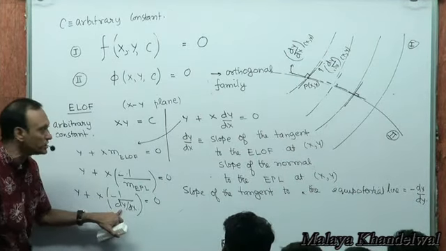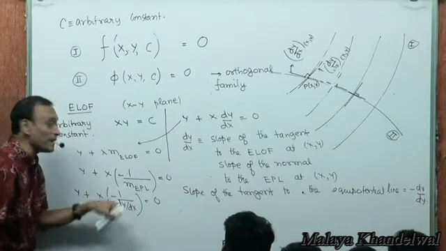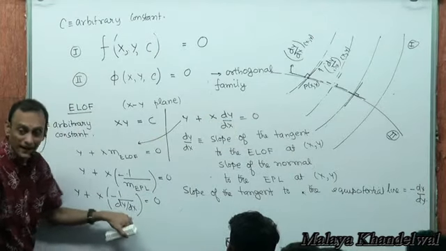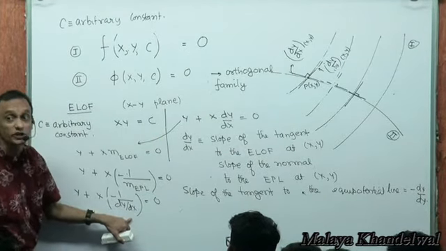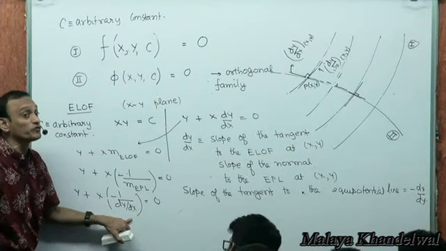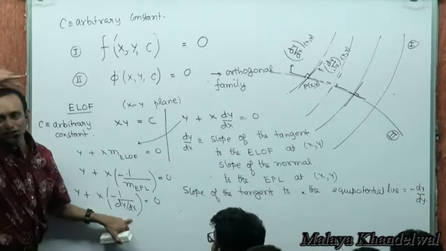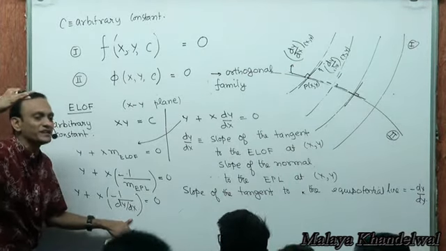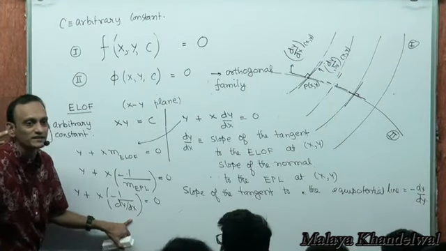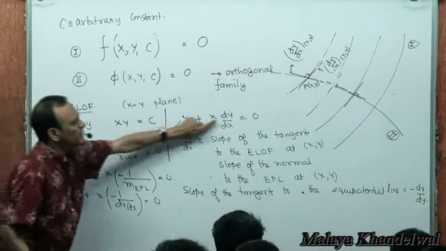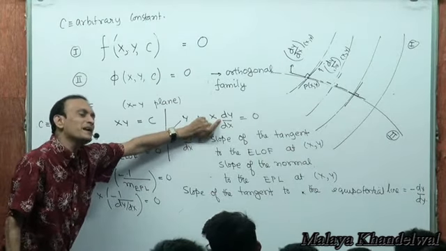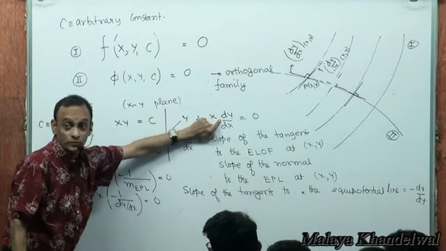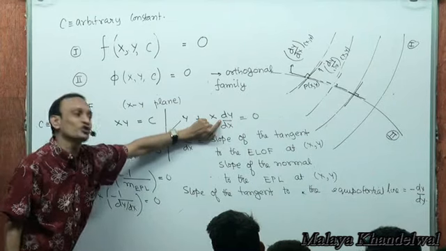So when I solve this equation, that means dy/dx in this family of curves replaced by minus 1 by dy/dx. When I solve this differential equation, what would it give me? It will give me a family of orthogonal curves. It will give me a family of equipotential lines. That means in a very general sense, if I have dy/dx and I replace dy/dx by minus 1 by dy/dx and I solve that differential equation, then I get a family of orthogonal curves.